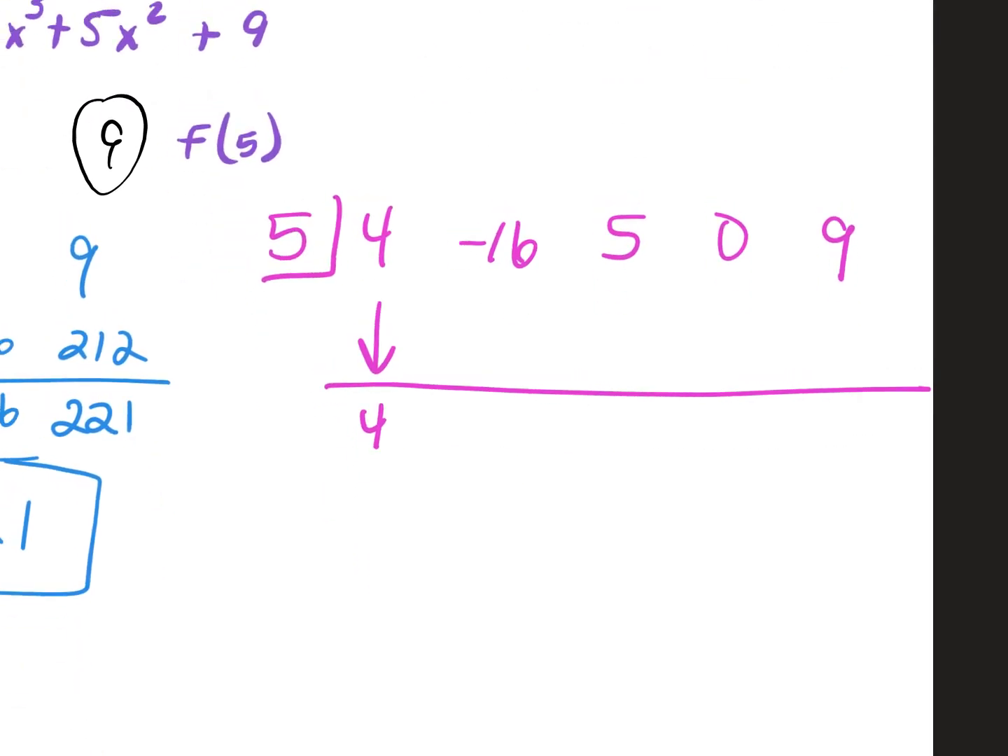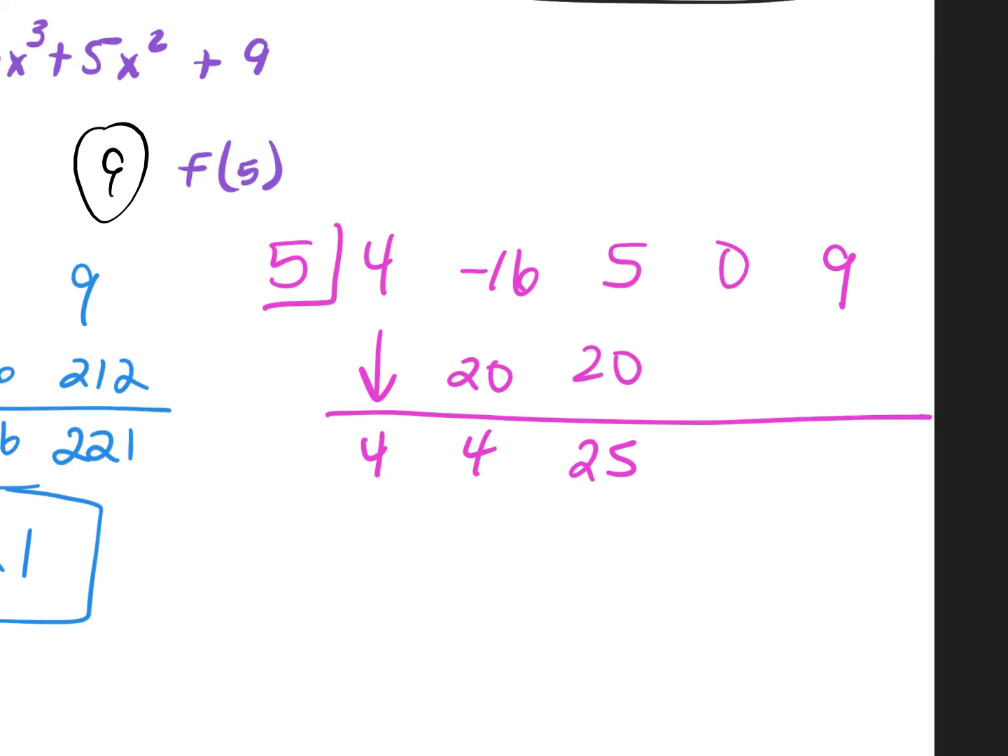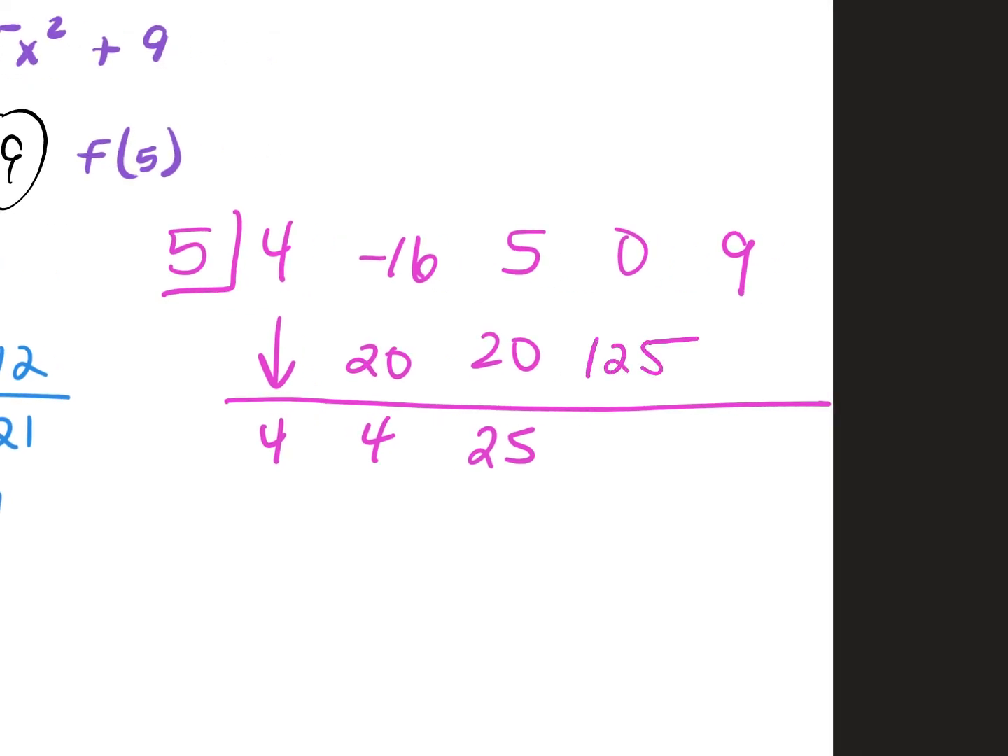Bring down your first term, multiply to the corner. What is 4 times 5? 20. Negative 16 plus 20 is 4. Good. Multiply to the corner again, guys. 4 times 5 is 20. Add down. 5 and 20 is? Good. Multiply to the corner. 25 times 5. 125. Add down. 0 and 125 is? 125.